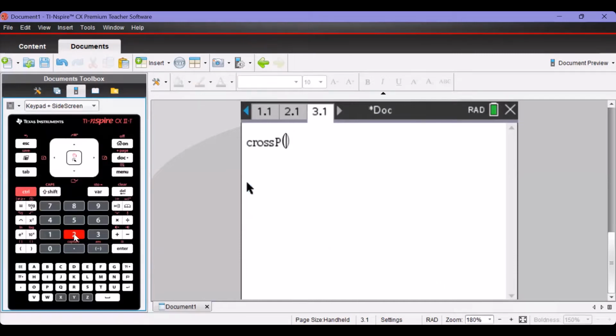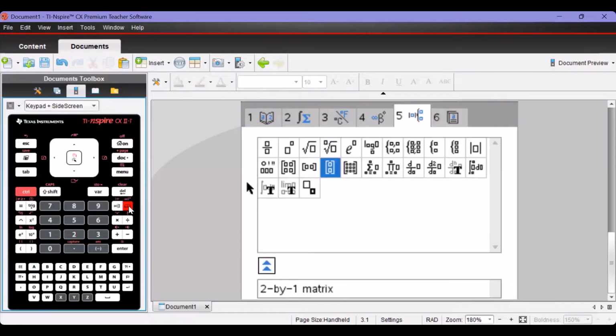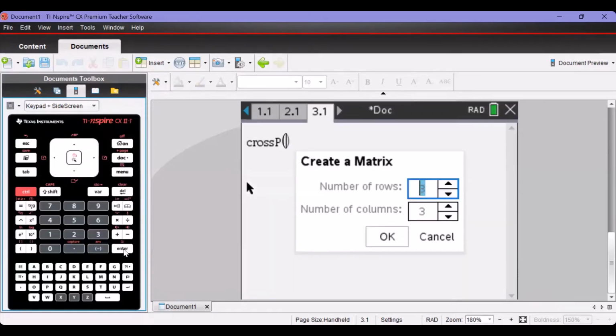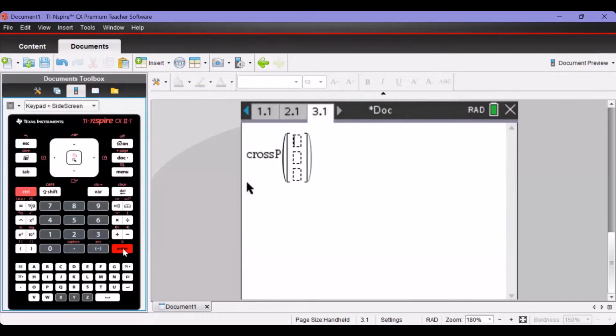First vector to enter is vector A. So what we do is press the catalog button, and then we will find the m by n matrix template. With that highlighted, press enter, and we want to create a 3 by 1 column vector. So the number of rows is 3. Press tab. Number of columns is 1. Press tab to highlight OK and press enter.